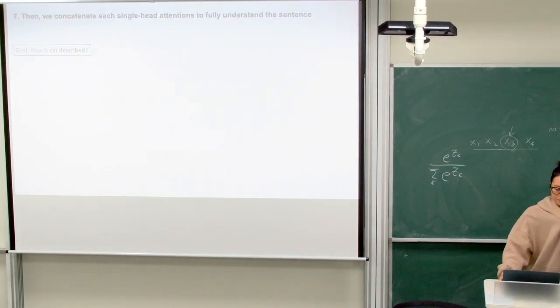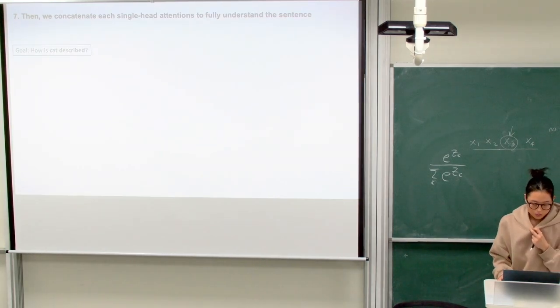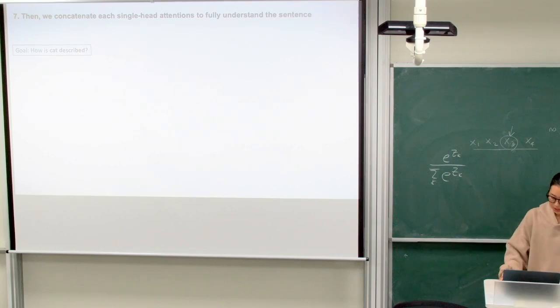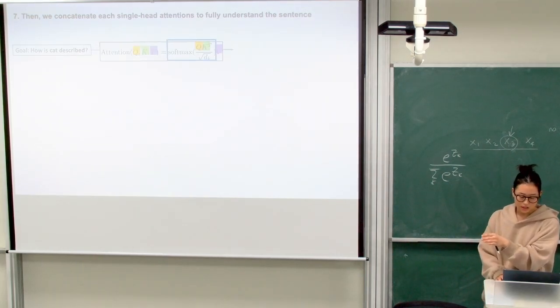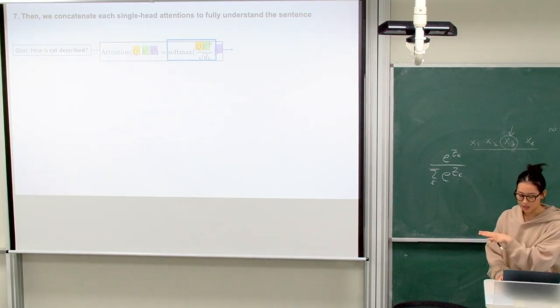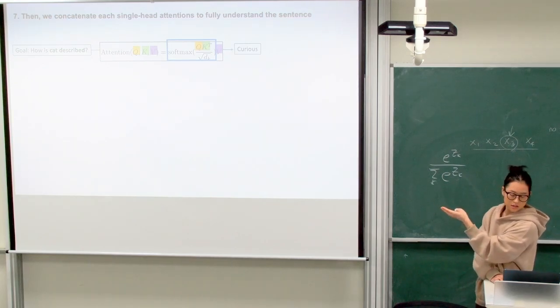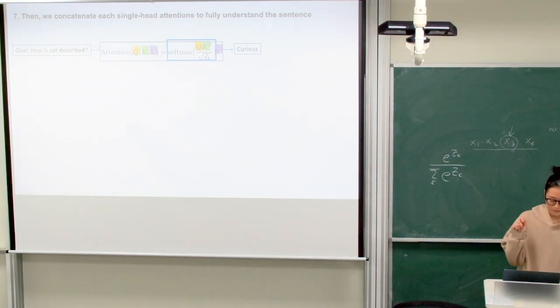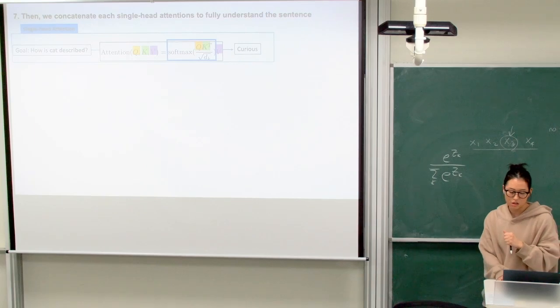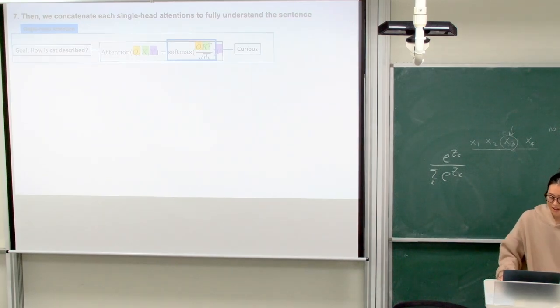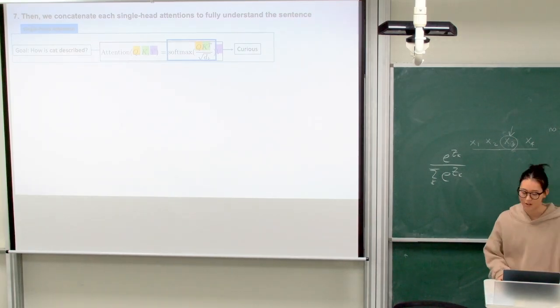Okay, lastly, what we just did was turn our goal and put it into an attention function, and then we got an answer like "curious." So this whole sequence is called a single head attention. So if there's single head, there should be multiple.